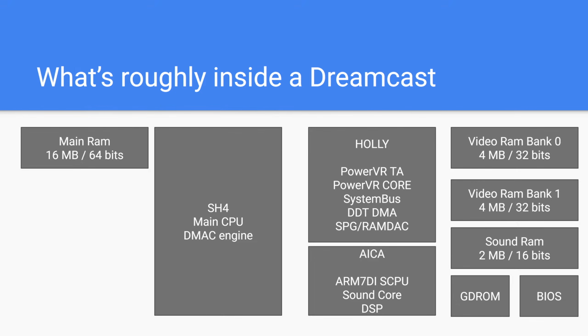There is also sound RAM that is connected to the ICA chip with another memory controller, and then there is the GD-ROM, the BIOS, and some other peripherals that are connected to various places. Some of them are on the main CPU, some of them are on the ICA, some of them are on the Holy. It's a little bit complex, but roughly, that's the high-level architecture of the Dreamcast.